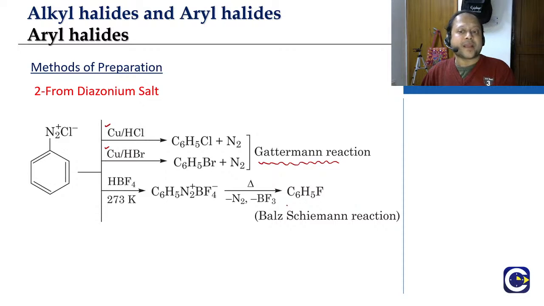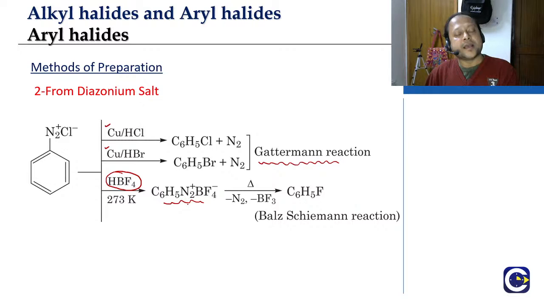Now how do we make fluorobenzene with the help of this? What do you have to do? You react this with HBF4, hydroborofluoride. So what happens? HCl is removed, BF4 attaches itself with the diazonium. So you have got this thing.